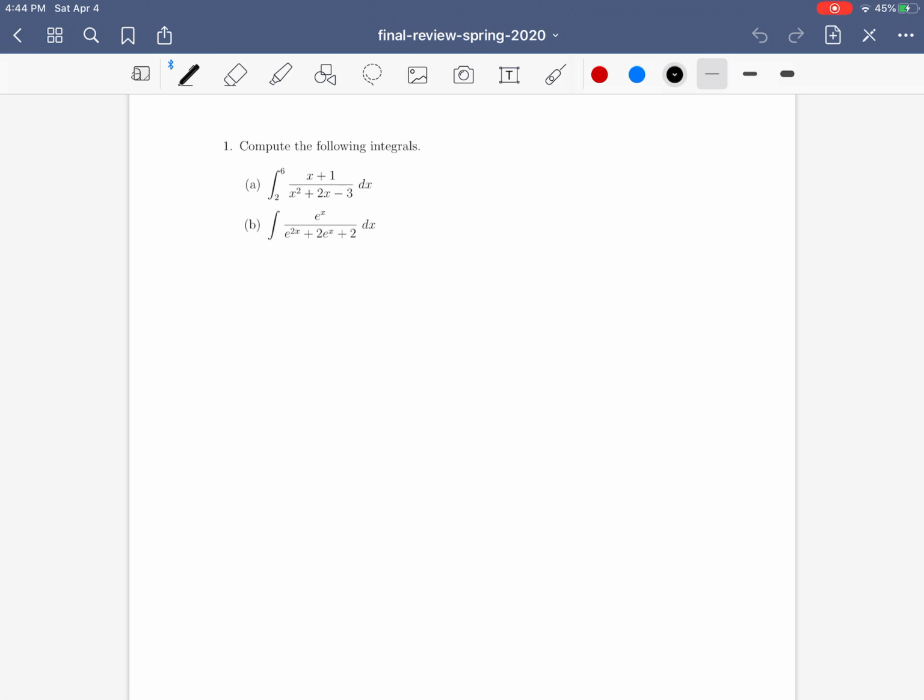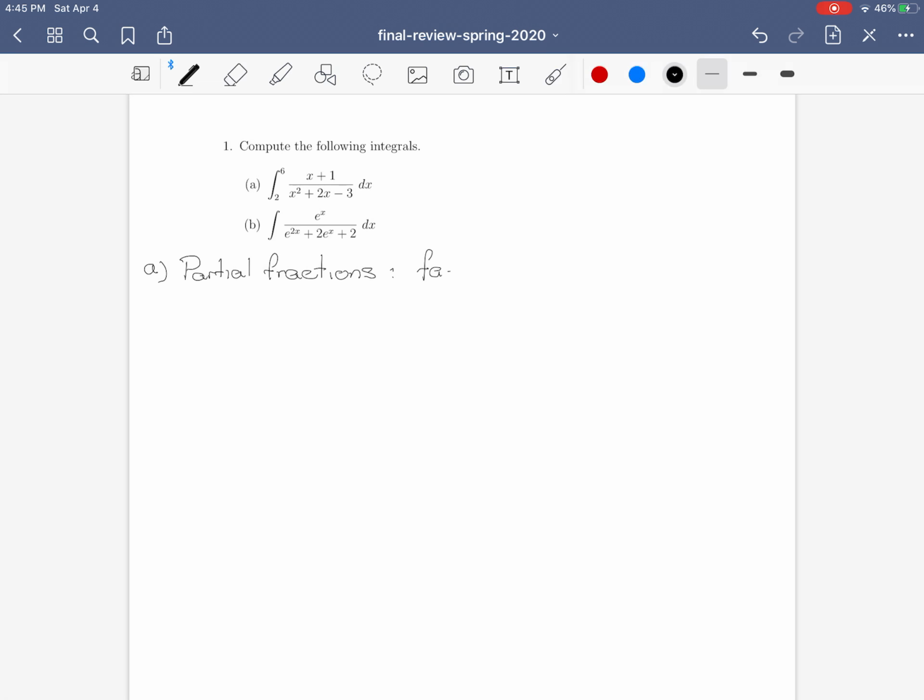Okay, so we're going to start with what is the bread and butter of this course, which is calculating integrals. So question one here, we have two integrals. The first one is a definite integral. It's the integral of x plus 1 divided by x squared plus 2x minus 3. And when you look at this integral, hopefully by now you recognize fairly quickly that this is the type of integral that you want to try and solve using partial fractions.